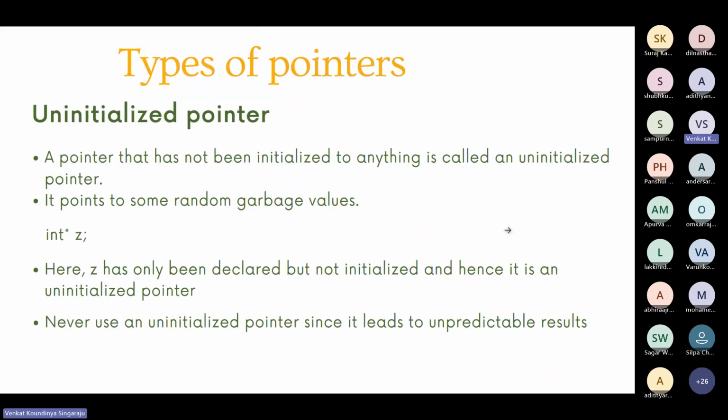So let us discuss a few special types of pointers. First is the uninitialized pointer. You might understand it from the name. If you just declare a pointer and leave it like that without initializing, it will be called an uninitialized pointer. So a pointer that has not been initialized to anything is called an uninitialized pointer. So when you don't initialize it, it just contains some random values. You don't know what it contains. And this is how you can have an uninitialized pointer. As you can see, you're just declaring an integer pointer Z and you're not equating it to the address of any variable. So Z contains some random values, which you don't know. It can be anything.